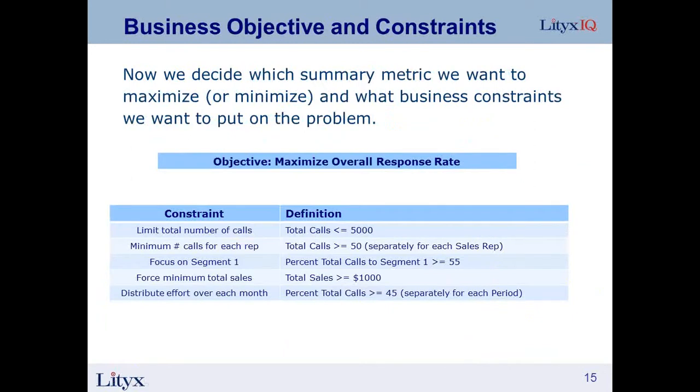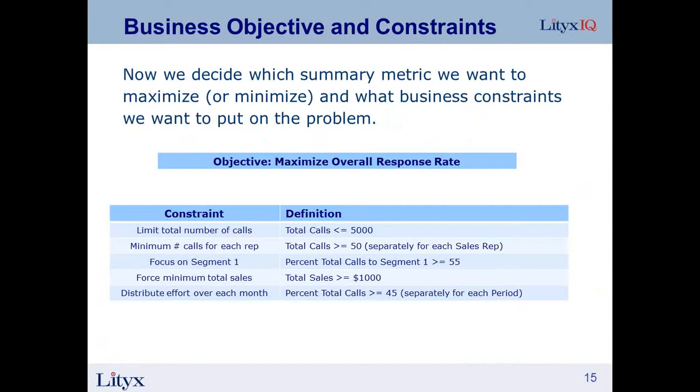The last step to setting the problem up is to tell LityxIQ what is the business objective. Let's say in this case that we want to maximize overall response rate. That's going to be the core objective, and that's going to drive the decision about this optimization variable, calls to make. So with this setting, it's going to determine and assign the optimal values of calls to make with the goal of maximizing overall response rate. It's one of many goals that we could define, but for now, that's our objective, maximizing response rate.